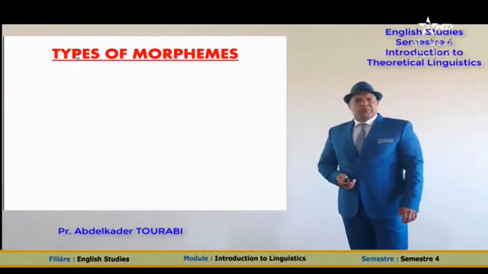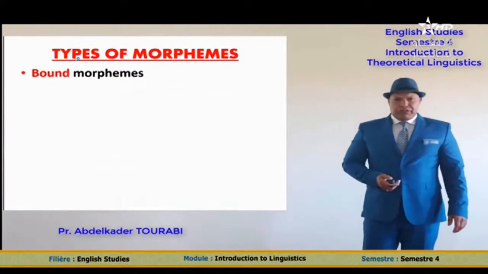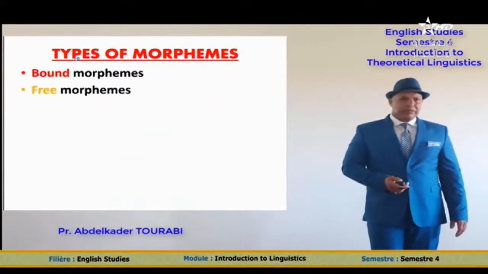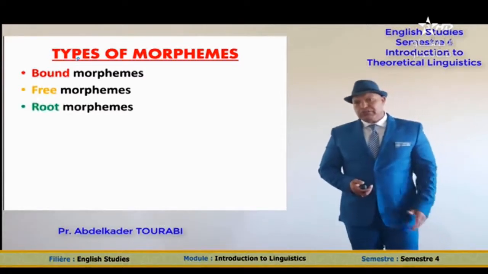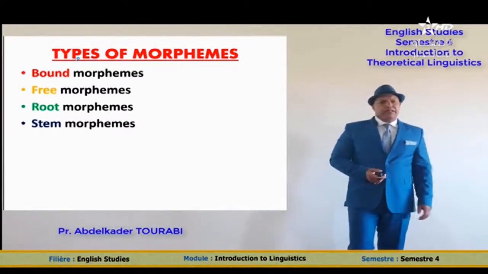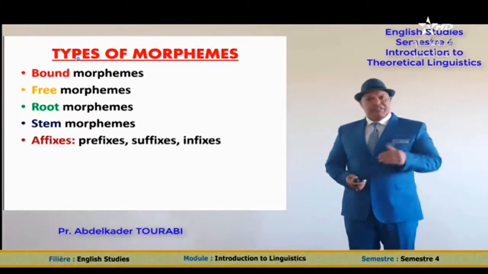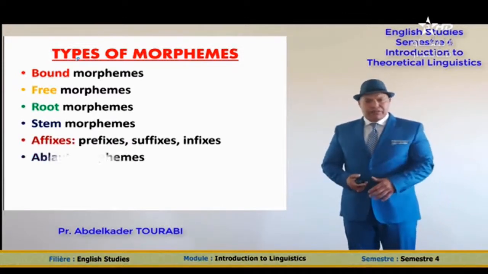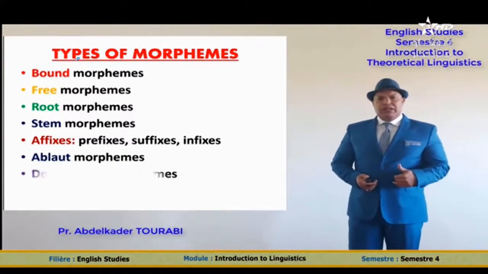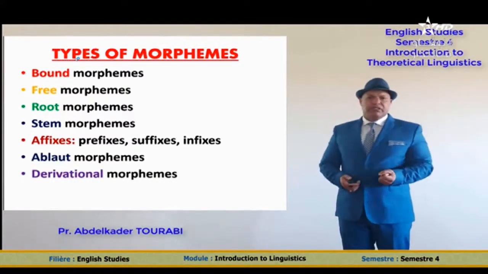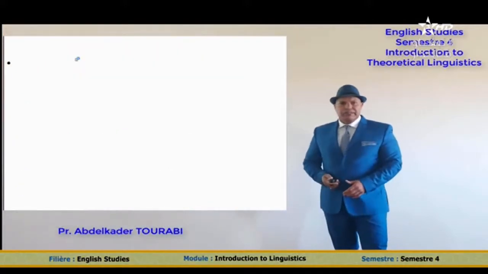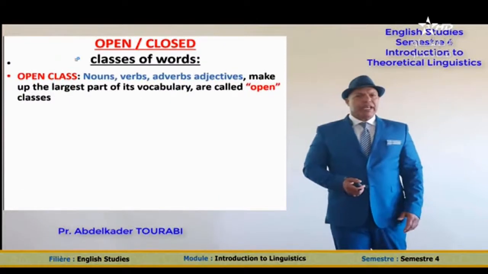Types of morphemes. Morphemes can be bound morphemes, as we are going to explain later in the course. We can have free morphemes. It can be root morphemes or stem morphemes. Sometimes we don't make a distinction between stem and root morphemes. And we have affixes, which consist of prefixes, suffixes, and infixes. Then we have ablaut morphemes, which is basically a vowel alternation. And then we have derivational morphemes and inflectional morphemes. These types of morphemes we are going to see in detail later. We start first with open morphemes and closed morphemes.